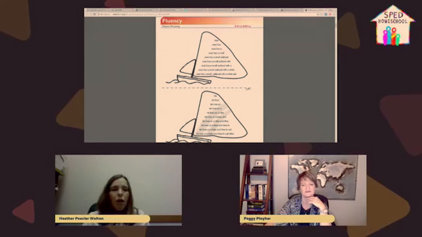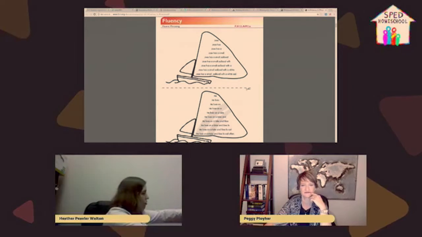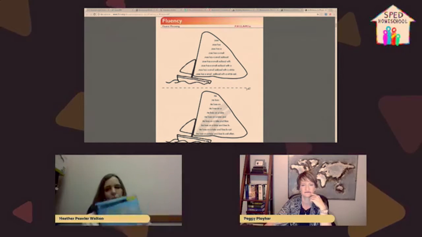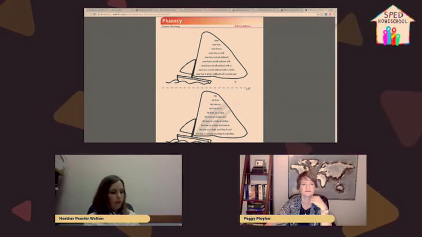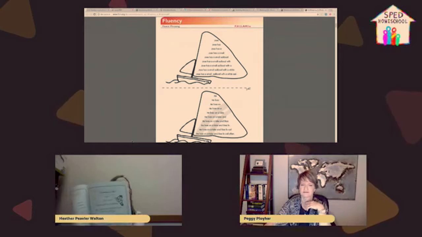The same thing with this Reading Pathways book, it has the same exact kind of thing. So they know those words really well by the time they get to the bottom line, because they're only adding one word each line and they're rereading a whole lot of those same words. So that's a way to work on fluency.